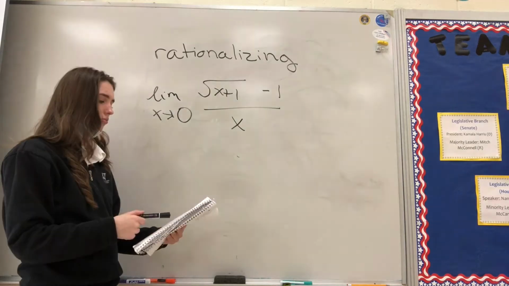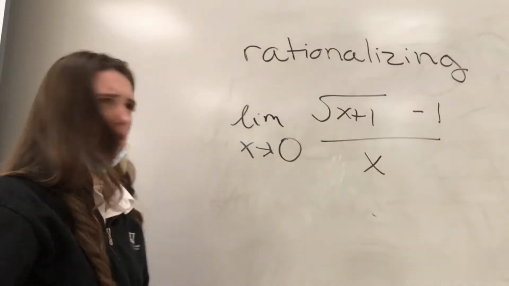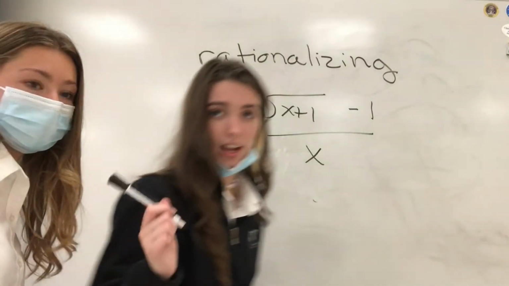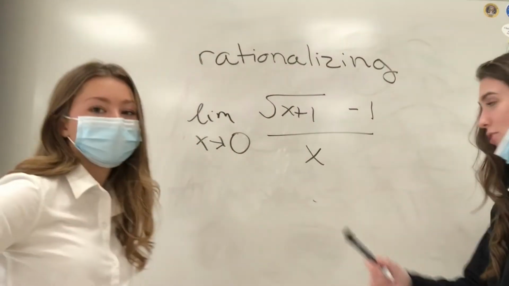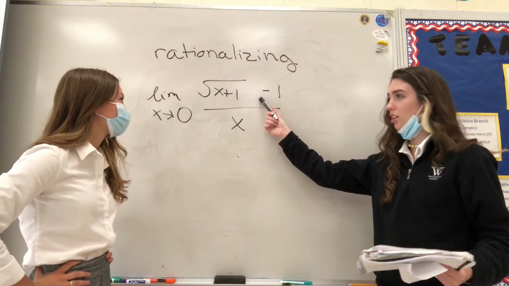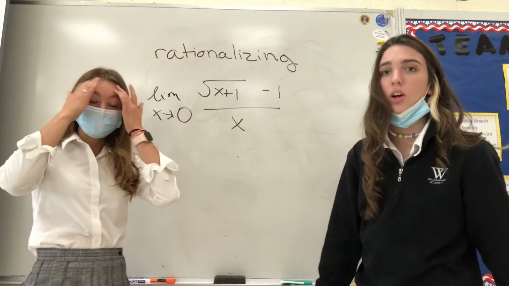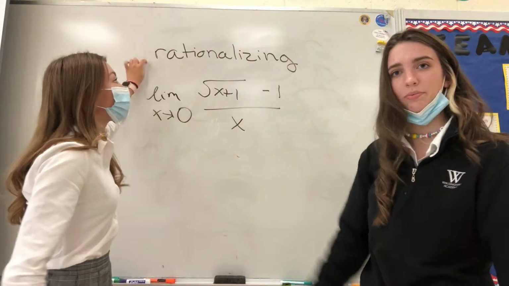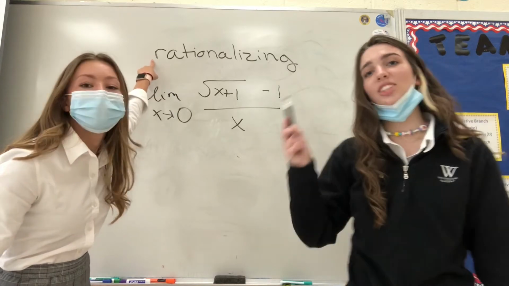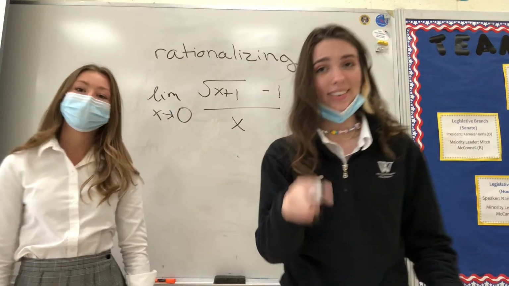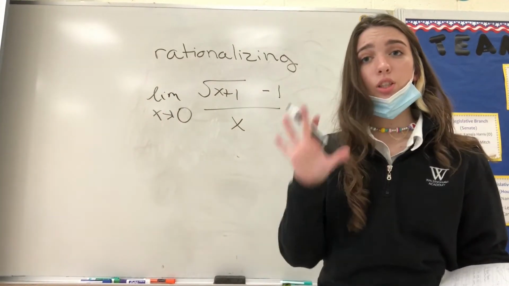No good. Can we factor? I don't see anything. This is an excellent math student. Do you see any opportunity of us factoring that out? No. No, there's nothing you can do. So what are we going to do? Read that right there. Rationalize. We're going to rationalize this function. I'm going to show you how. We're going to use the numerator to rationalize.